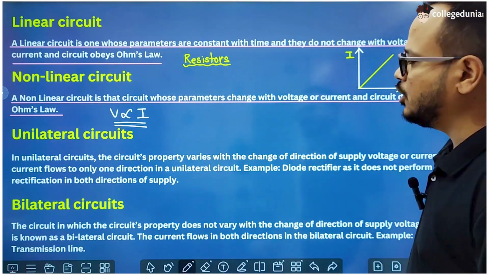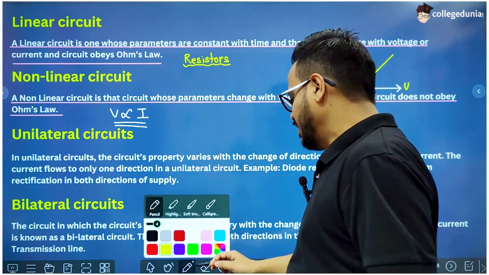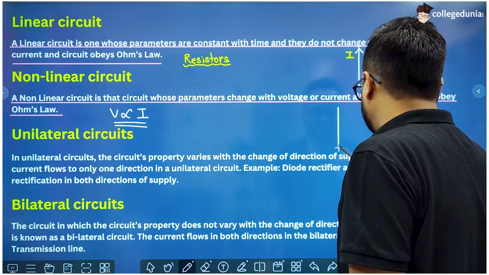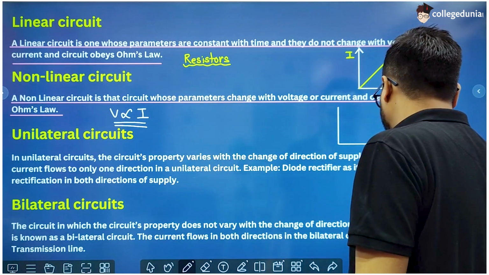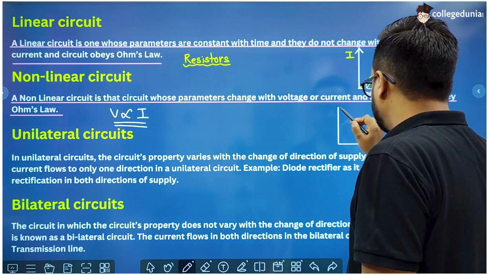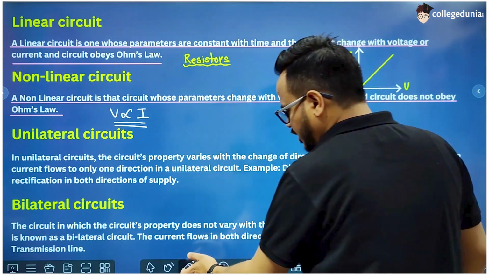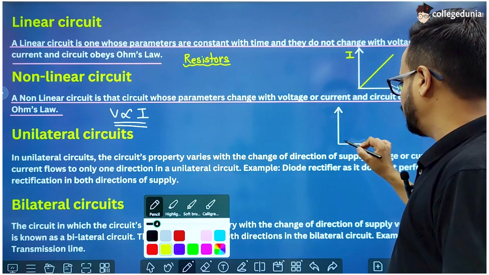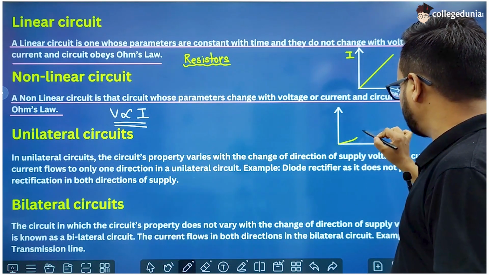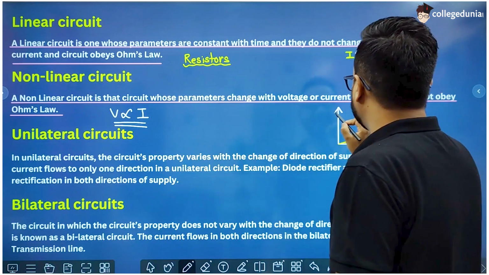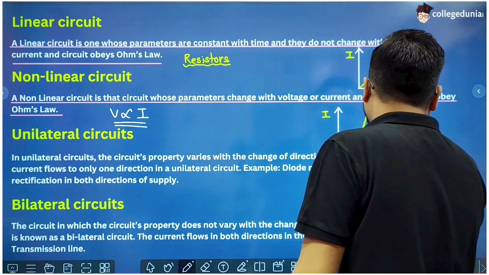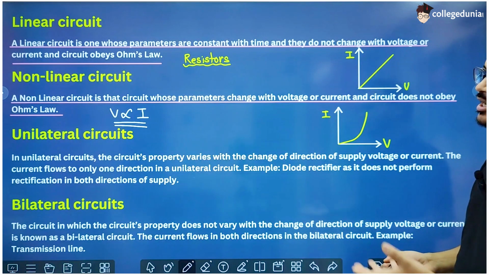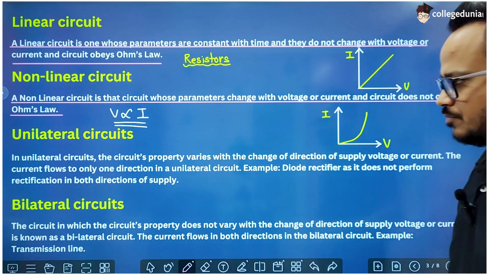But in a non-linear circuit, Ohm's law is not obeyed. For example, PN junction is a non-linear circuit. In such a circuit, the resistance of the PN junction depends upon external factors. It can be increased or it can be decreased using the external factors like changing the voltage and all. So it looks like this, the VI graph of a PN junction. So obviously it is not a straight line, so it does not follow Ohm's law.